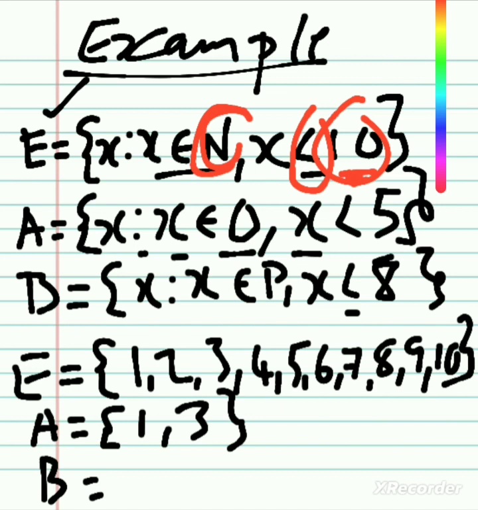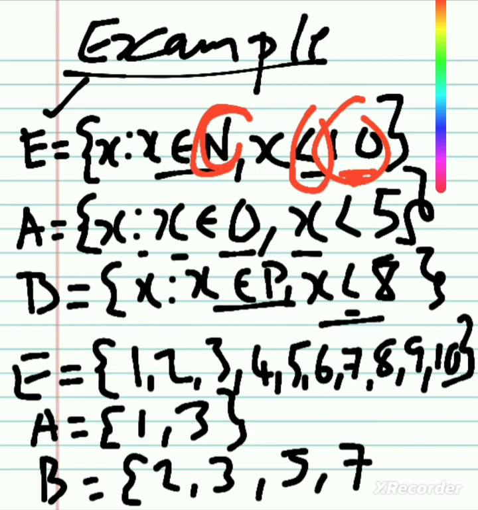Then B, X is such that X is a prime number and X is less than 8. Prime numbers are those numbers which have two numbers that go into them without a remainder, that is 1 and itself. So the first of such numbers is 2, because the only two numbers that go into 2 are 1 and 2. The second is 3. The third is 5. The next is 7. So 2, 3, 5, 7 are what makes B.